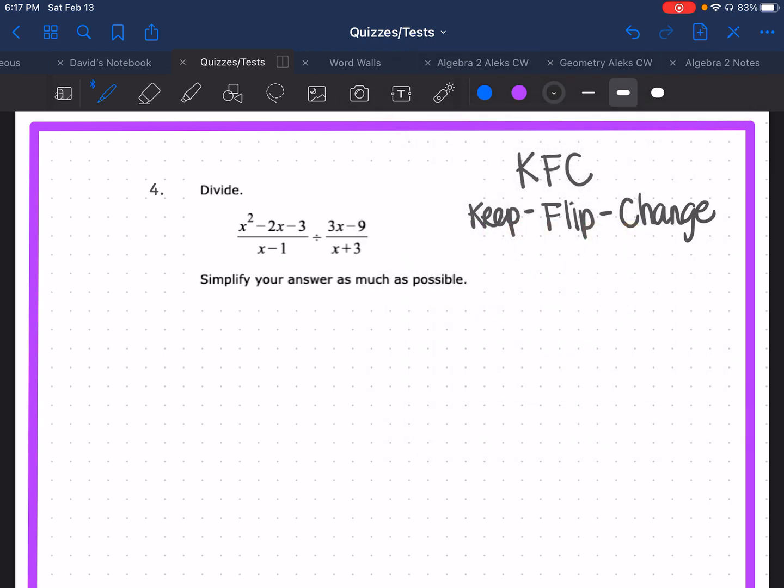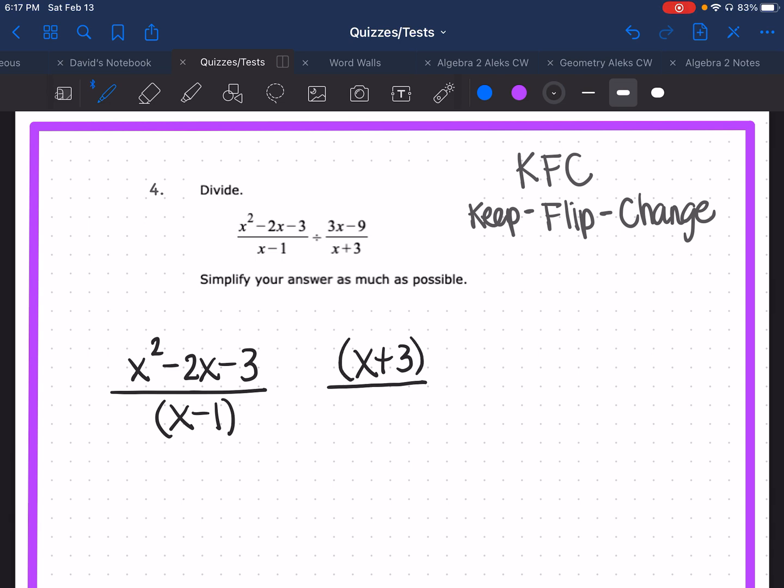So let's start with keep the first rational expression. Noticing right here that that's already factored. Yay! Flip the second one. Hey, look at that. That one's already factored too. Yay! And change it to multiplication. So we're just going to go ahead and multiply again. And as we've already noticed, we only have to factor this numerator and this denominator. And we might not have to factor that denominator. Yay, because they're not both even.